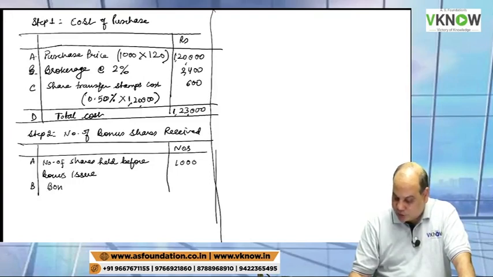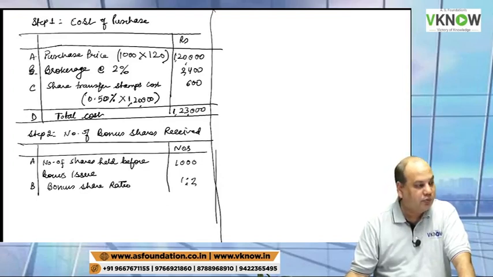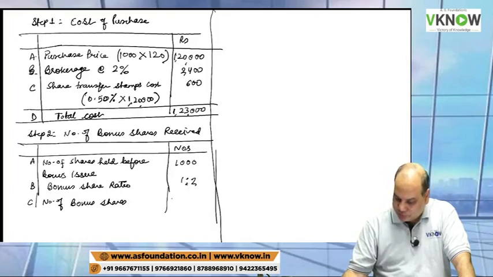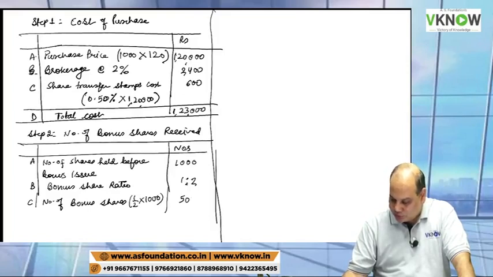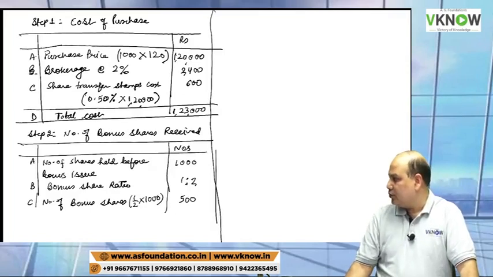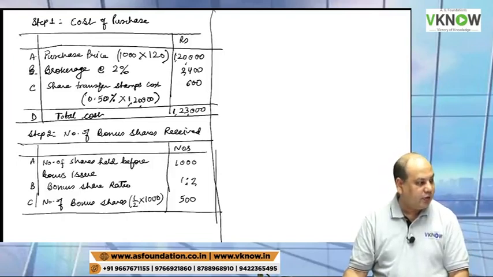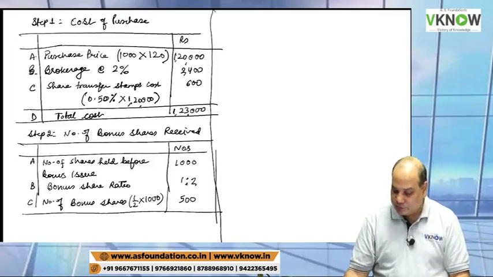And what is the bonus share ratio? 1:2. So point number C, number of bonus shares, 1/2 into 1000 is 500. Number of bonus shares will be 500. Is it right? Write properly.